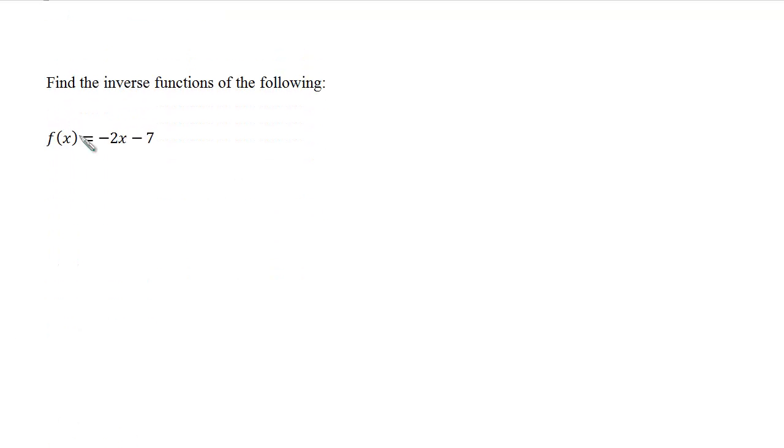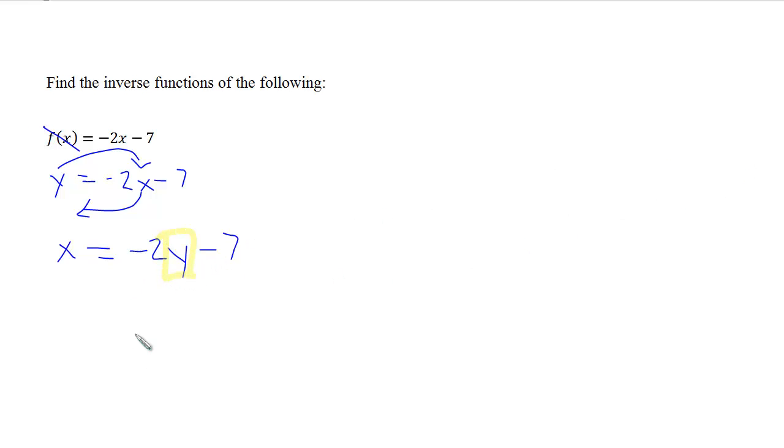So if I'm looking for the inverse of this function, first step, I'm going to get rid of this, I'm just going to rewrite it. Y equals negative 2x minus 7. Now the second step is I'm going to take these two and interchange them, switch them. X equals negative 2y minus 7. Then the third step is I need to solve back for y, so I need to isolate it.